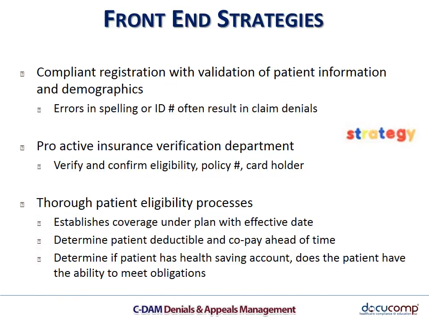Some of the strategies used on the front end to support an effective revenue cycle include compliant registration, proactive insurance verification, and a thorough patient eligibility process. Errors in spelling, incomplete verification and confirmation of eligibility, or determining patients' deductibles and copays ahead of time are all pieces of this process that prevent denials on the back end and ensure a smooth and successful revenue cycle experience for each patient.